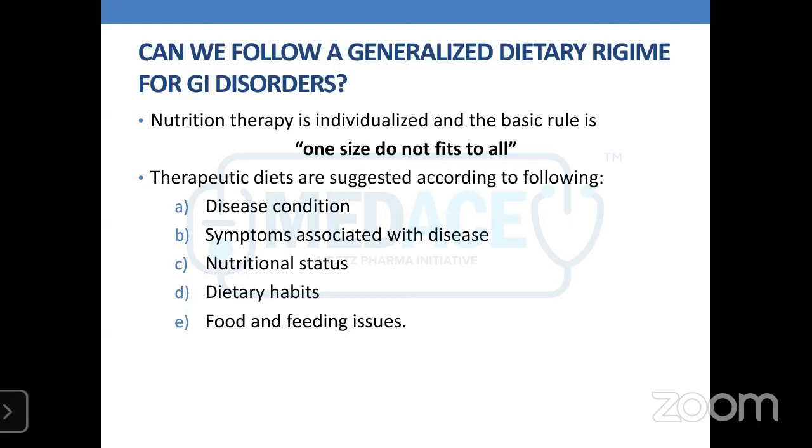Number one factor is we see the disease condition. Second factor, we see symptoms associated with the disease. Third, we see the nutritional status of our patient or individual, which is very, very important. And the fourth factor is dietary habits. What are the dietary habits of that person? What eating pattern is he following, in order to know where the problems and issues are, and food and feeding issues, which include any intolerances, or if he is having a swallowing problem or any other problem related to the intake of food.